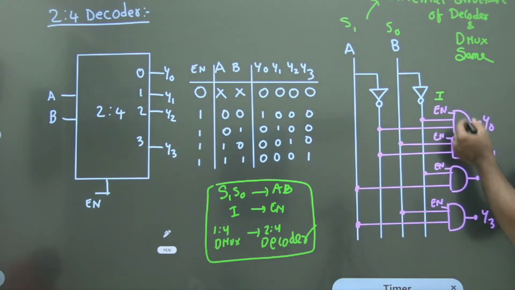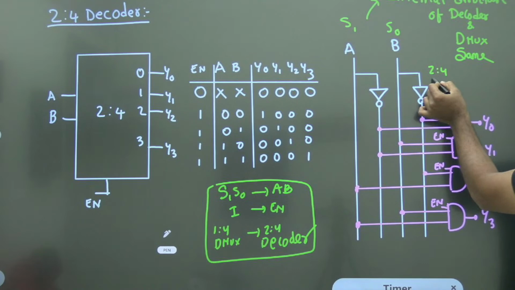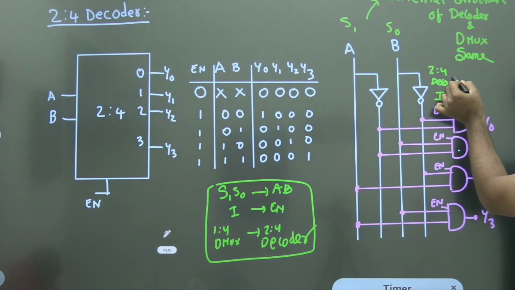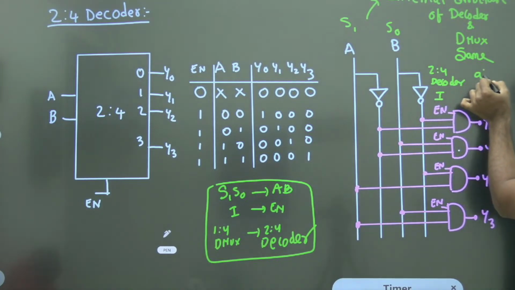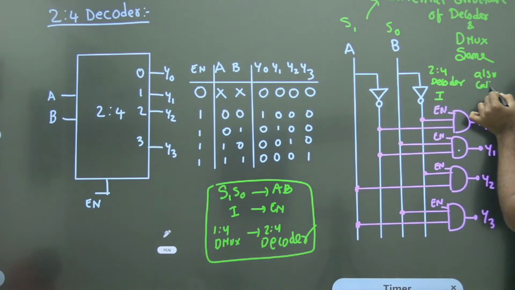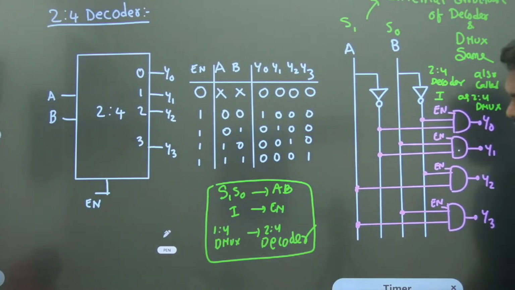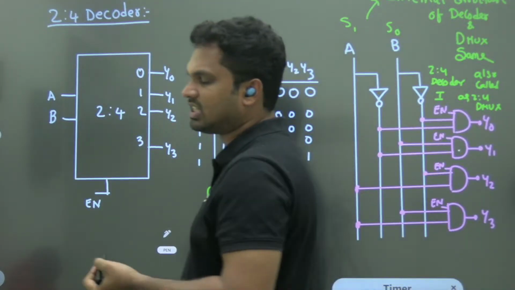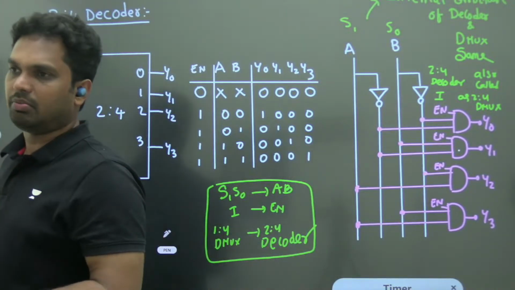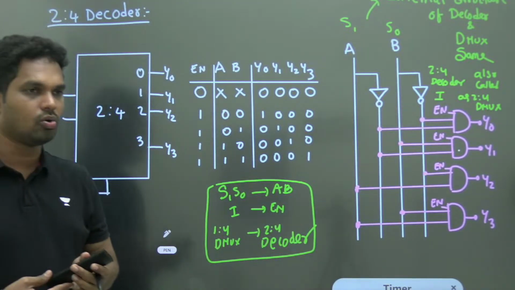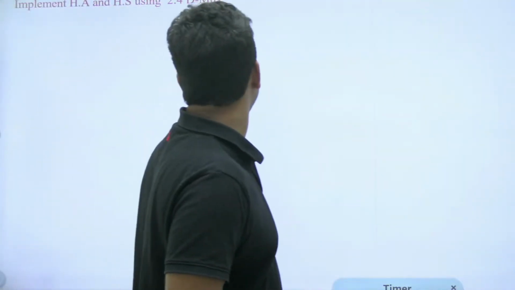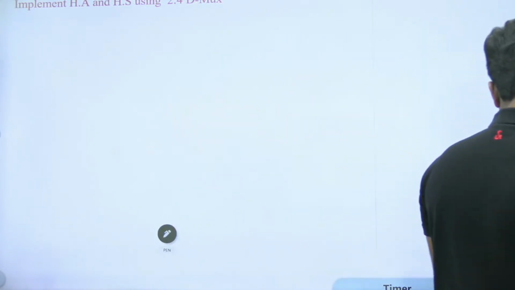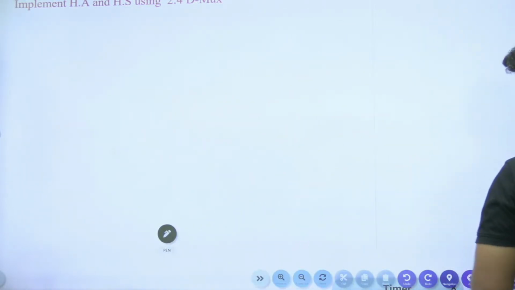So you can also say the 2 to 4 decoder is also called a 2 to 4 DMUX. Sir, DMUX is 1 by 4. No, 1 by 4 is the normal DMUX. If the examiner says 2 by 4 DMUX, it means we are using the DMUX as a decoder. So let us see how to implement the functions using the 2 by 4 decoder.